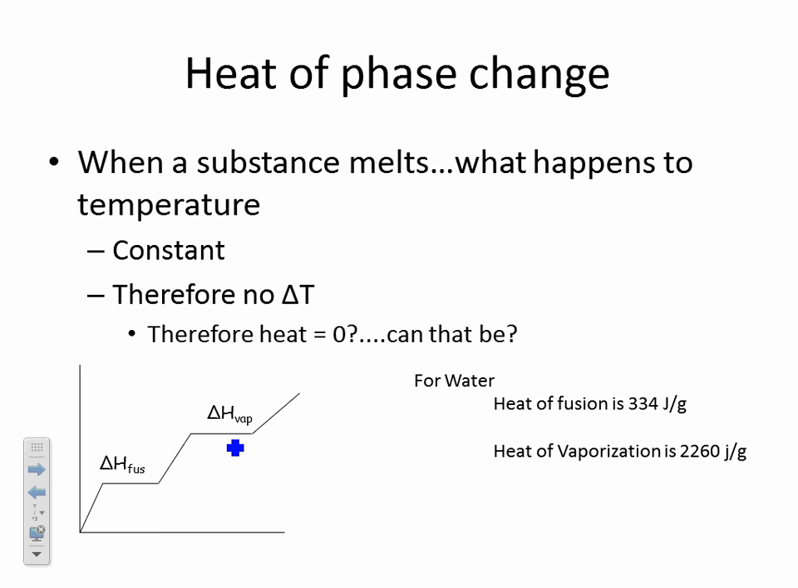And then if it's vaporizing, we'll use the heat of vaporization, which is 2,260 joules per gram. You do not need to memorize those numbers. I will provide them. You just need to know when to use them.